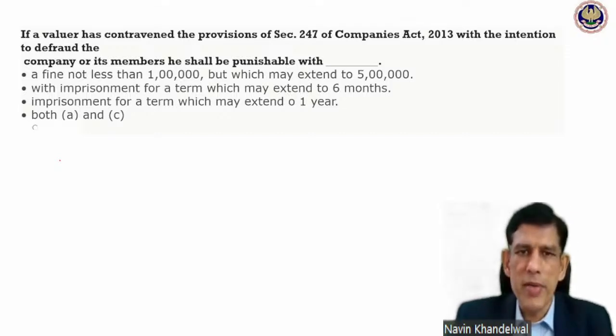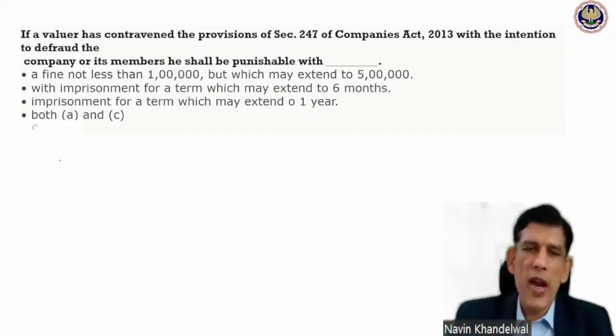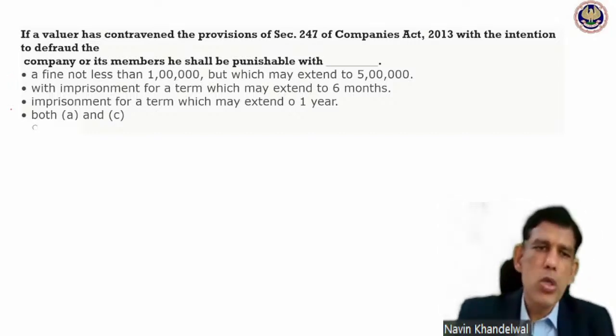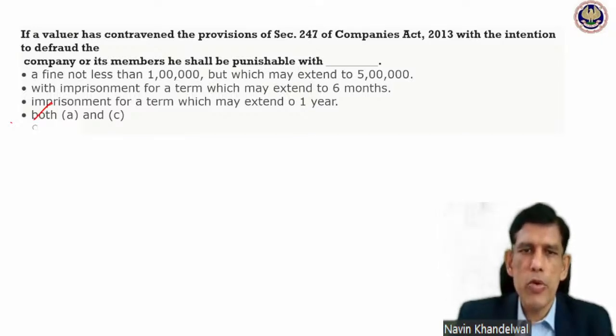So punishment has been given. The punishment is, along with the fine, there may be an imprisonment also. So a fine of not less than 5 lakh and imprisonment which may extend to 1 year. So both A and C. Remember 247(3) and 247(4).